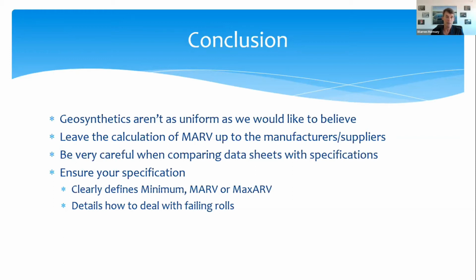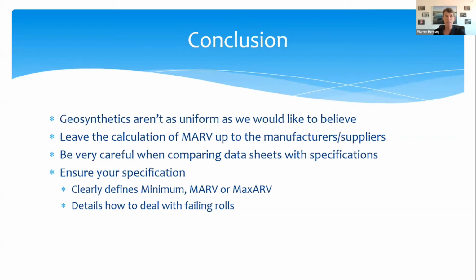What the engineers have to be very careful with is comparing data sheets with the specifications in terms of what you are looking at, particularly when you're approving something that somebody puts forward a typical value and your spec says MARV, you need to be assured of that. And then in your specification, make sure you clearly define minimum MARV, max ARV, or whatever you choose to do. Make sure there's no ambiguity in terms of what you want out of your specification, and that your specification also deals with how to overcome the issue or how to deal with failing rolls at the end of the day.